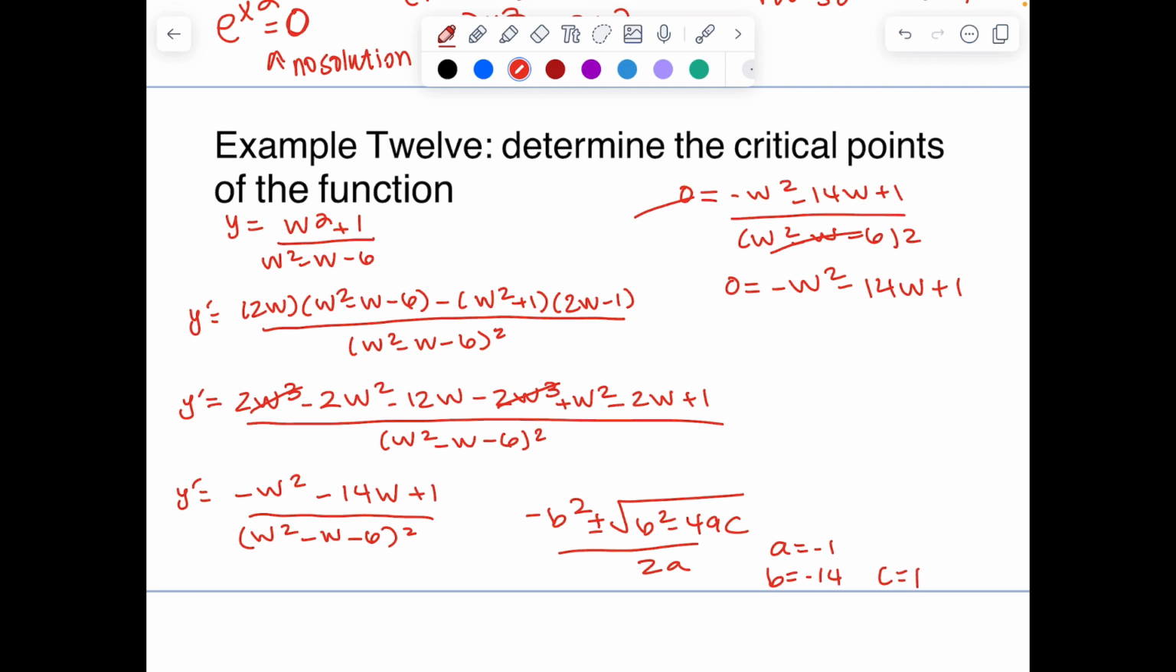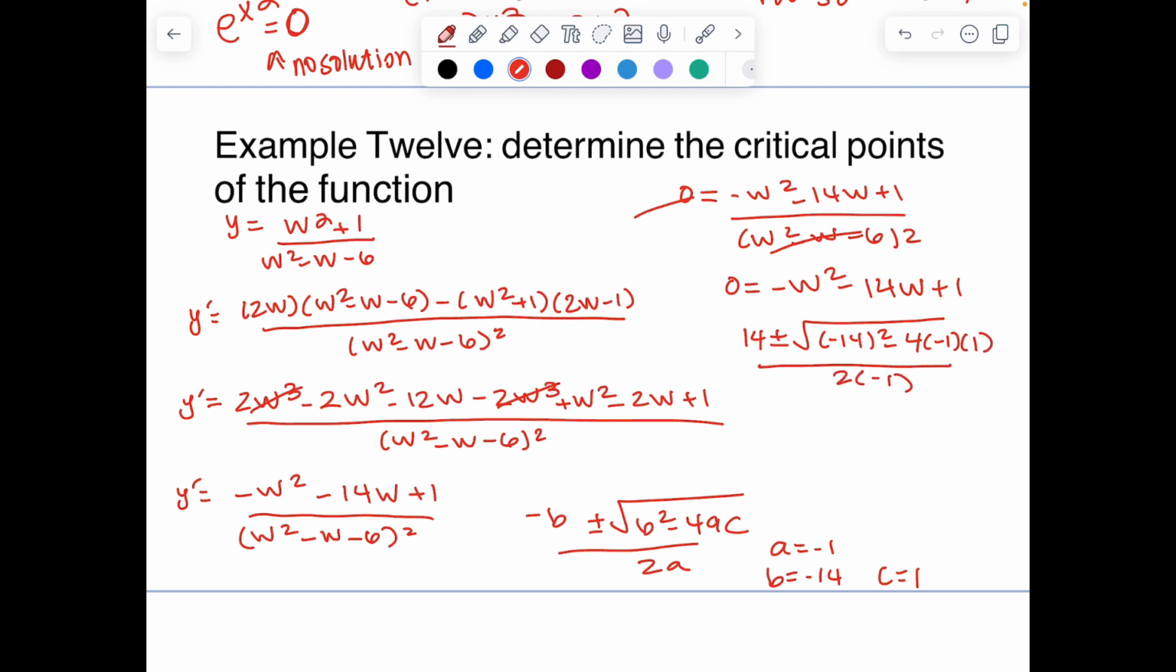I have a meeting, so people might be coming in, but I'm going to hopefully try to finish. So it'll be 14 squared because I just made it positive. Oh, wait, sorry, it's negative b. It's not negative b squared. So it's positive 14 plus or minus the square root of negative 14 squared minus 4 times negative 1 times 1 all over 2 times negative 1.